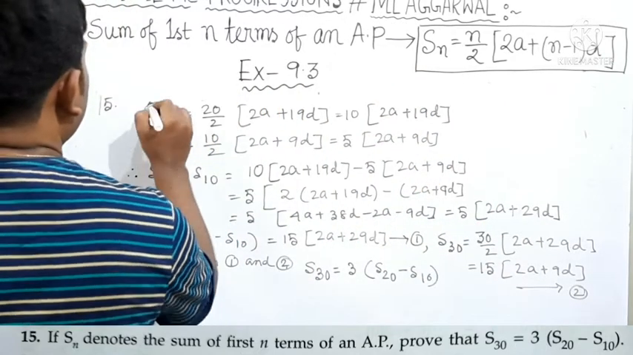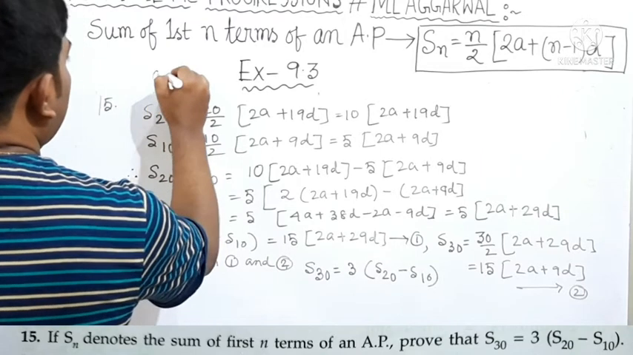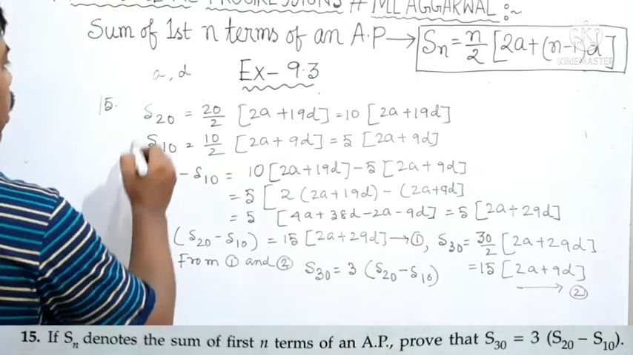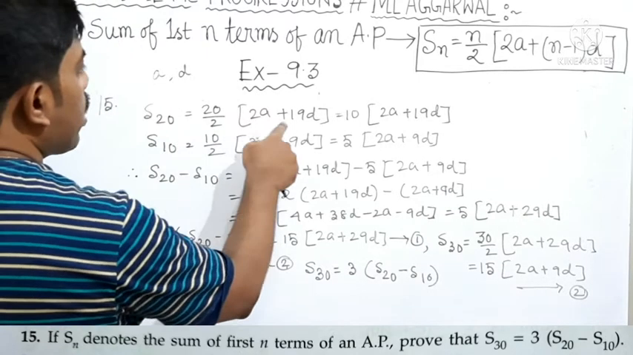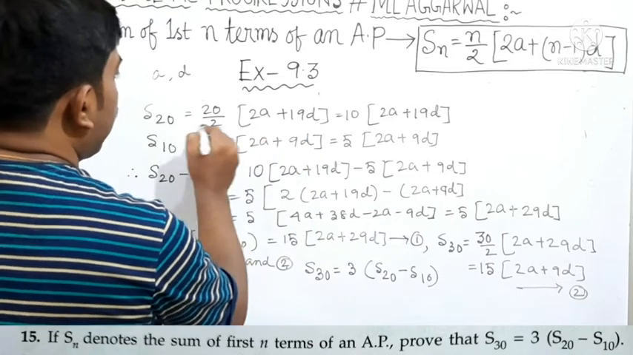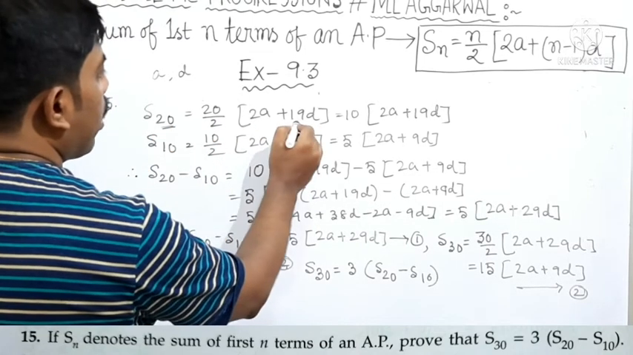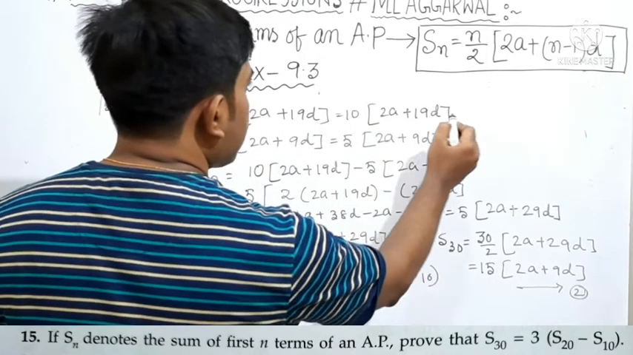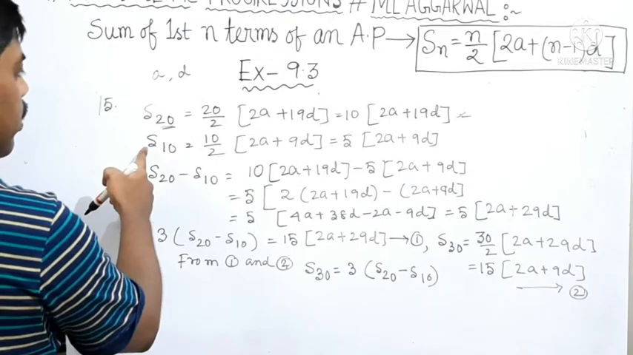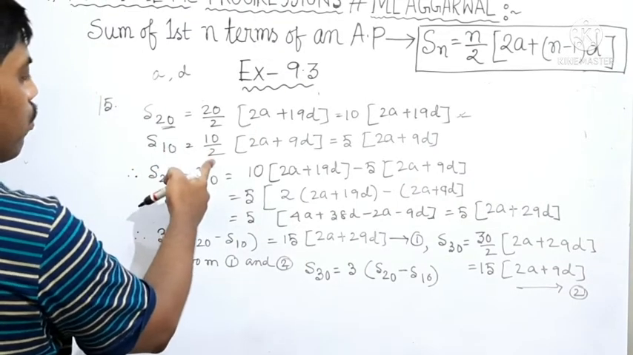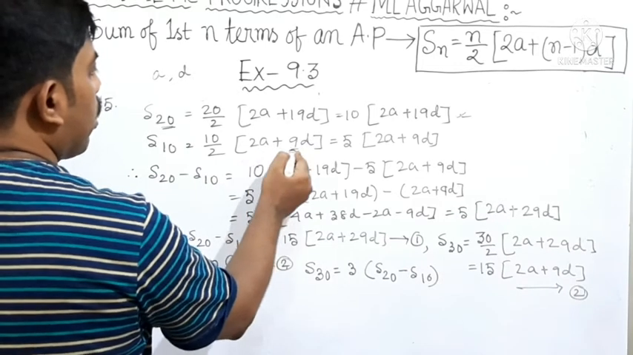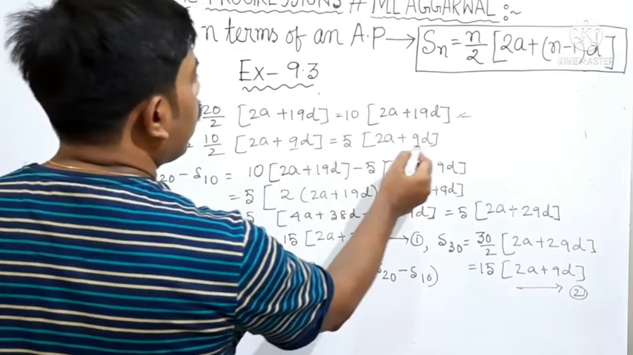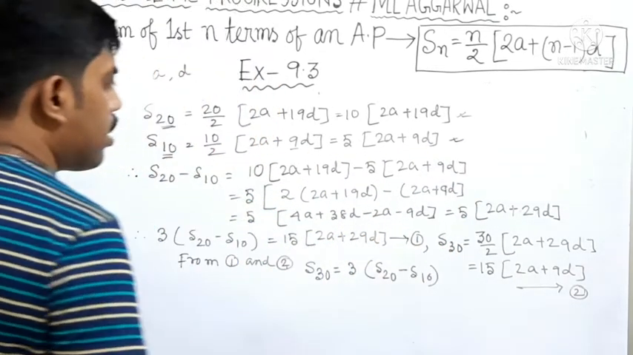Okay, here let us suppose the first term is equal to a and the common difference is equal to d. So you have to write it in your copy. Now S20 means n by 2 into twice a plus n minus 1 into d. So here n is equal to 20, so n minus 1 is 19 into d. Here 20 by 2 it will be 10 into twice a plus 19d. Next, S10 will be n by 2 into twice a plus n minus 1 into d. N is equal to 10, so it will be 9 into d. So from here after reduction it will be 5 into twice a plus 9d.